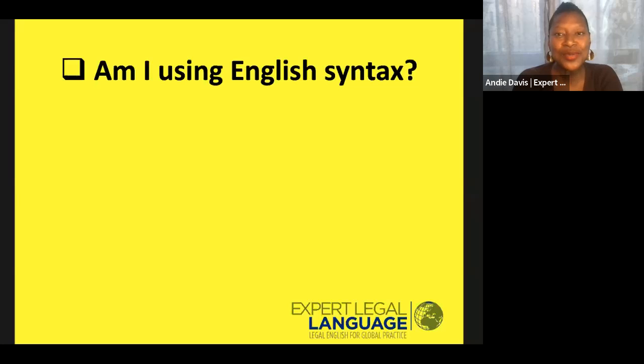Next, am I using English syntax? Syntax is the order in which words typically appear in a sentence. So when writing in English, ask yourself, am I using the word order that's familiar from my own language, or am I actually using English syntax? And let me show you some examples of what we call imported syntax.